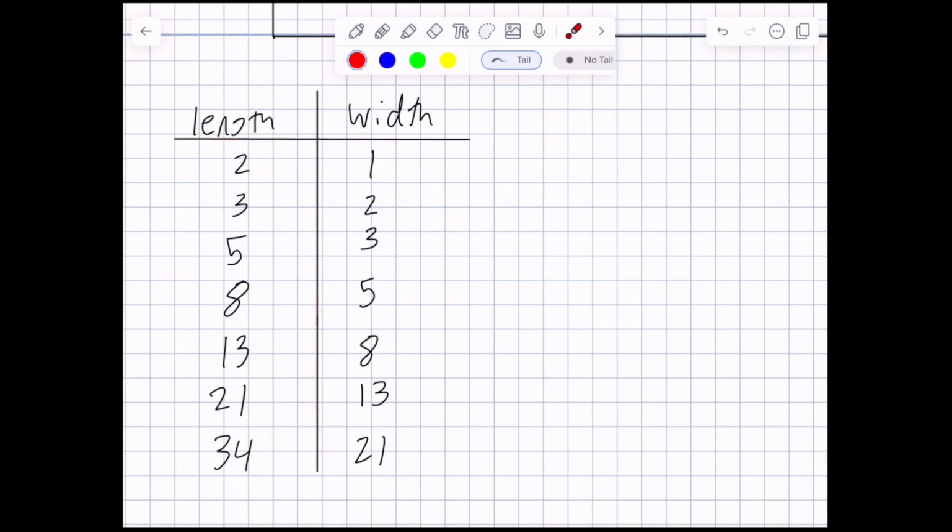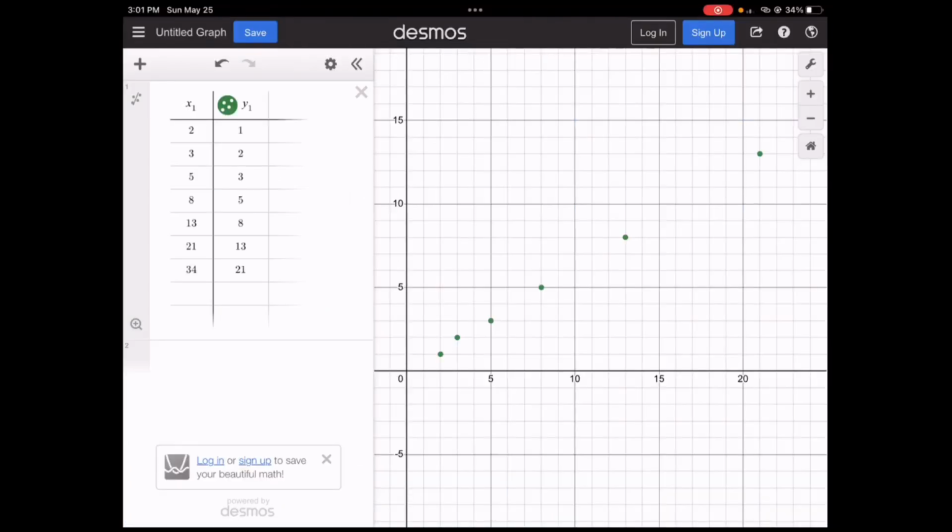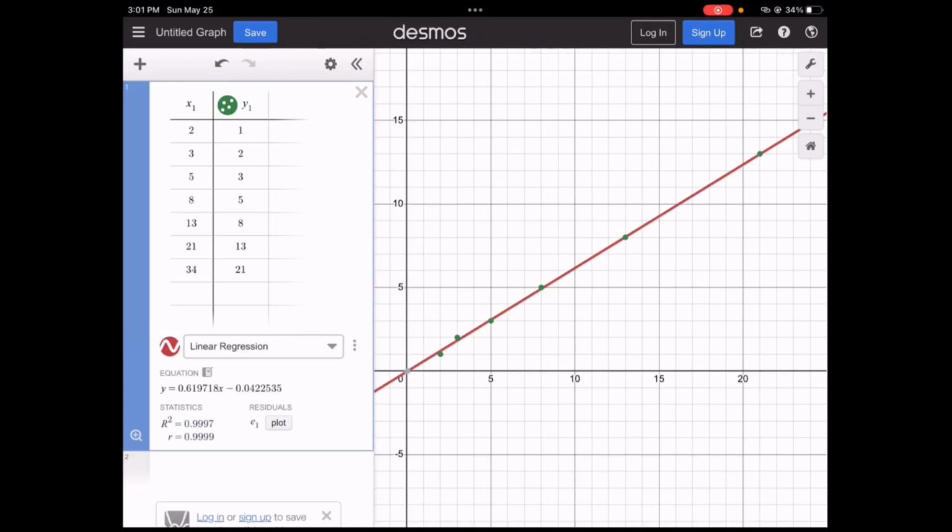We can then plug this data set into Desmos to see what happens. Once we put this data table into Desmos, we can click linear regression, and whoa, look at that slope. 0.618, that's very similar to 1.618, which is the golden ratio. Of course, in the grand scheme of things, these numbers are very small, so it's not going to be exactly the golden ratio. The larger the numbers get, the closer it'll get to 1.618, but we can see the Fibonacci sequence and golden ratio displayed here pretty well.